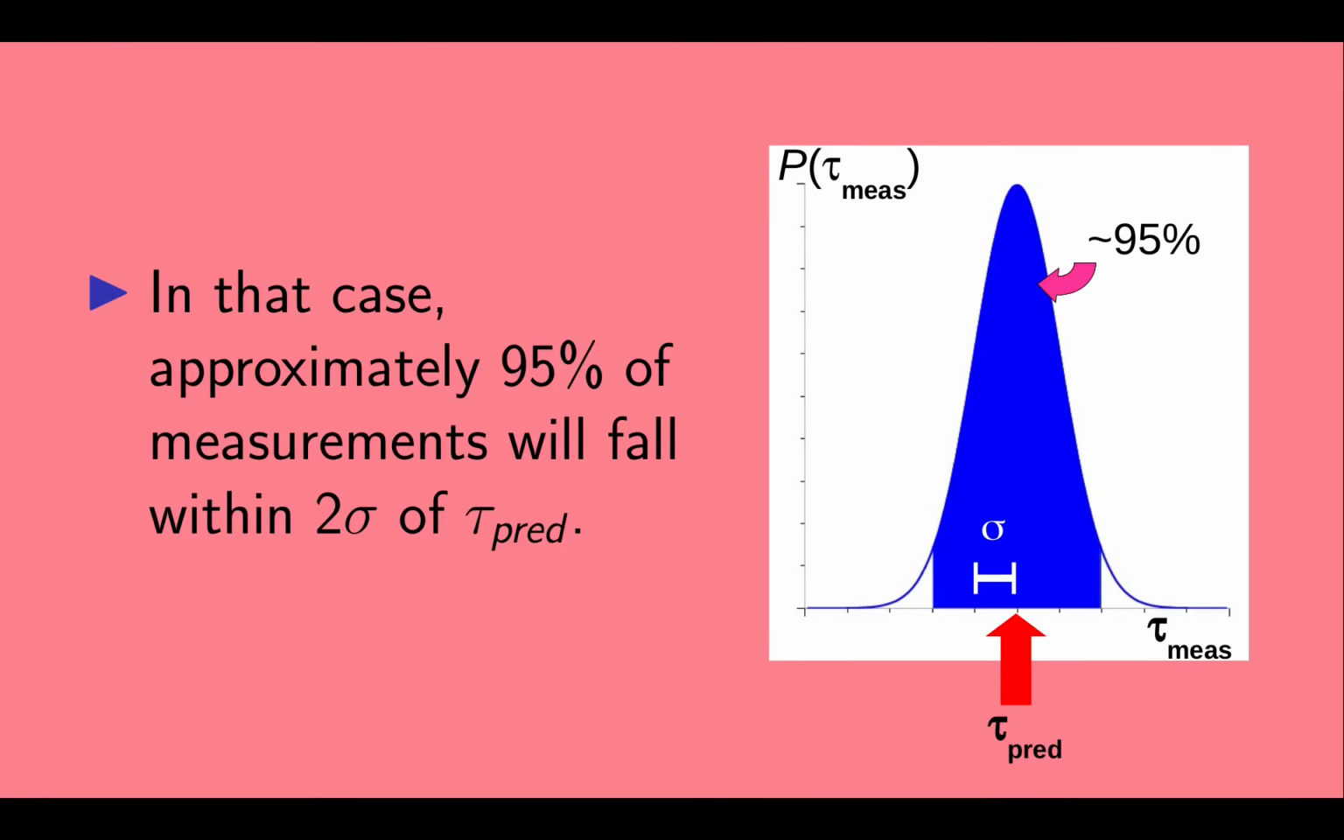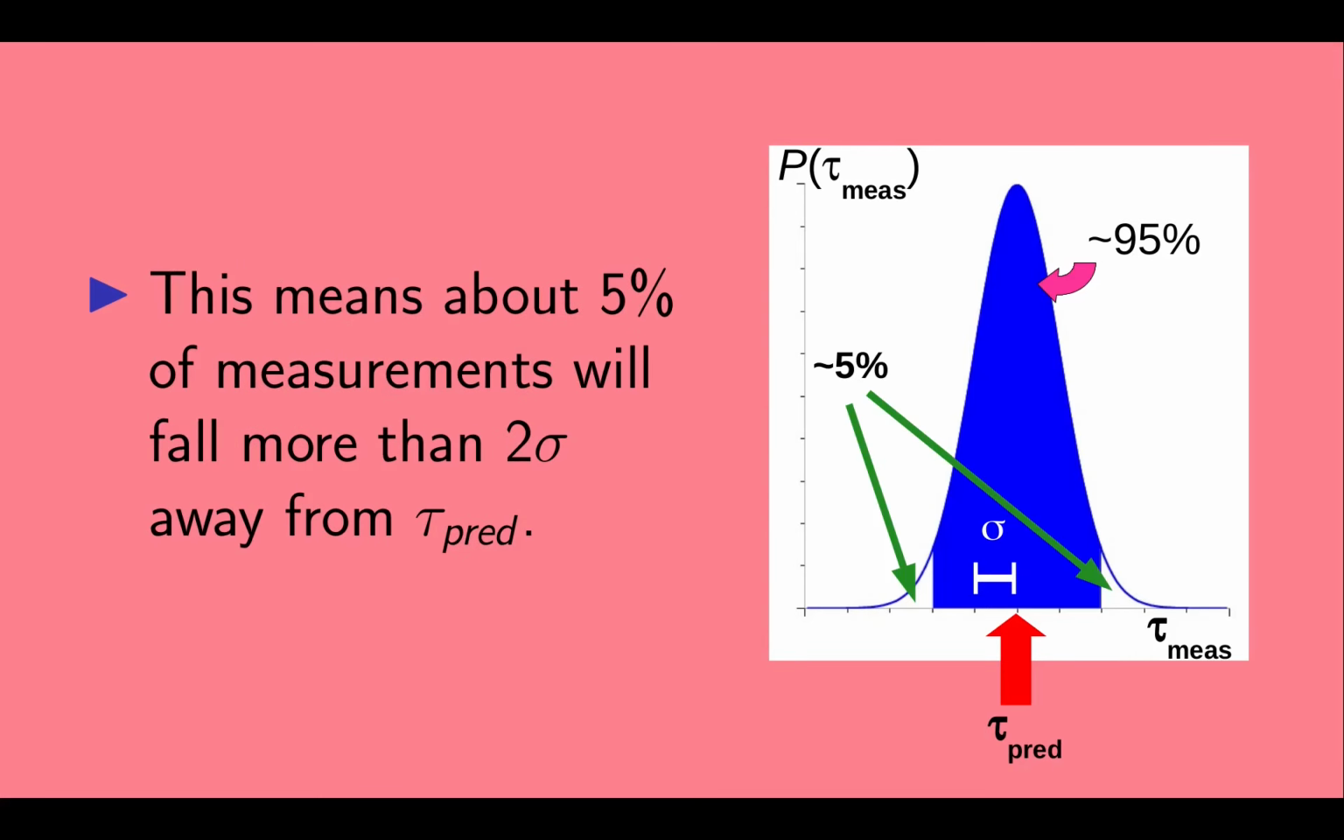In that imaginary case, approximately 95% of measurements will fall within 2 sigma of tau predicted. But that means that about 5% of measurements will fall more than 2 sigma away from tau predicted, shown here as the 2 white areas on the sides of the plot.